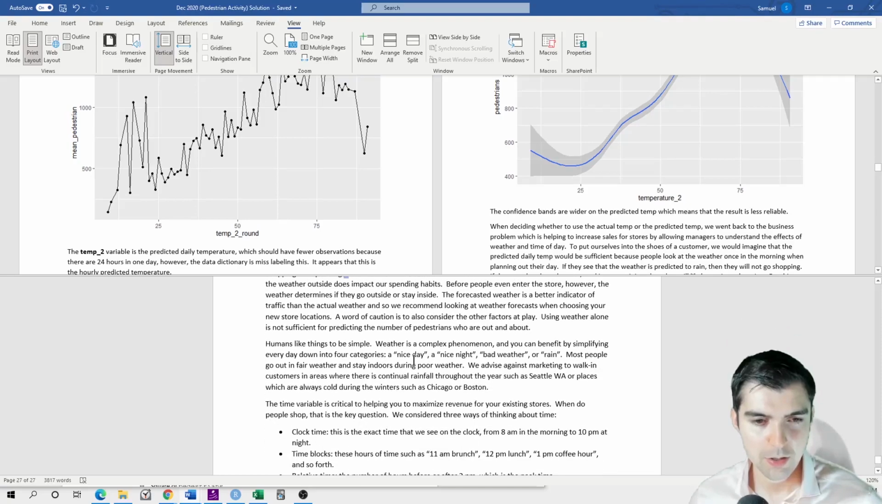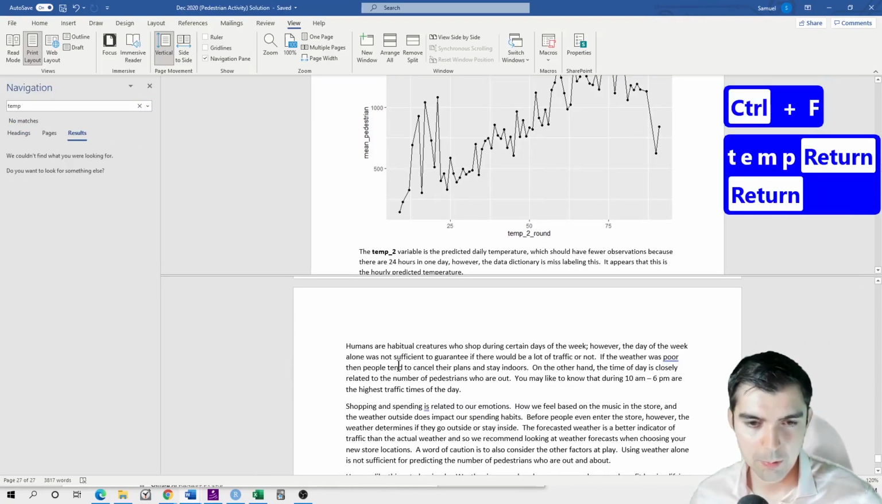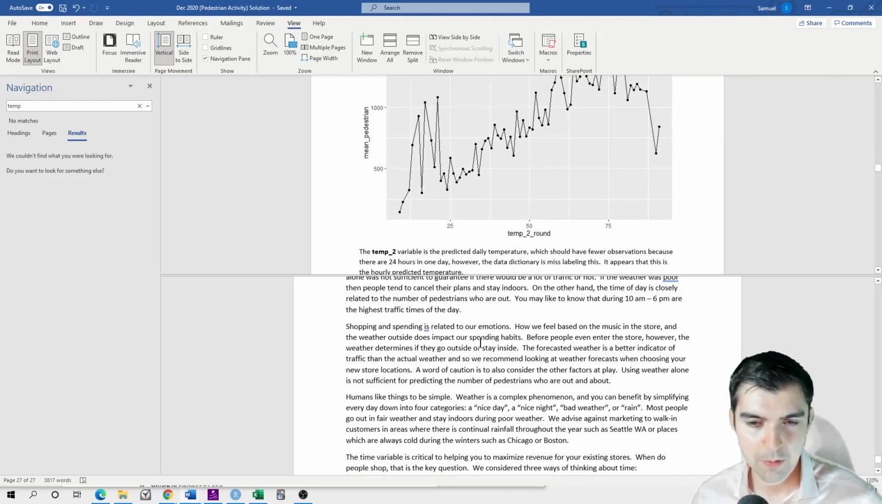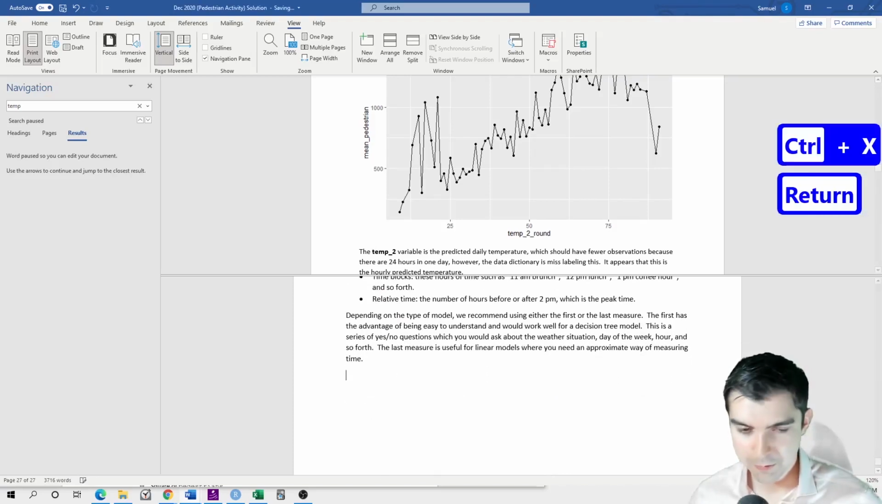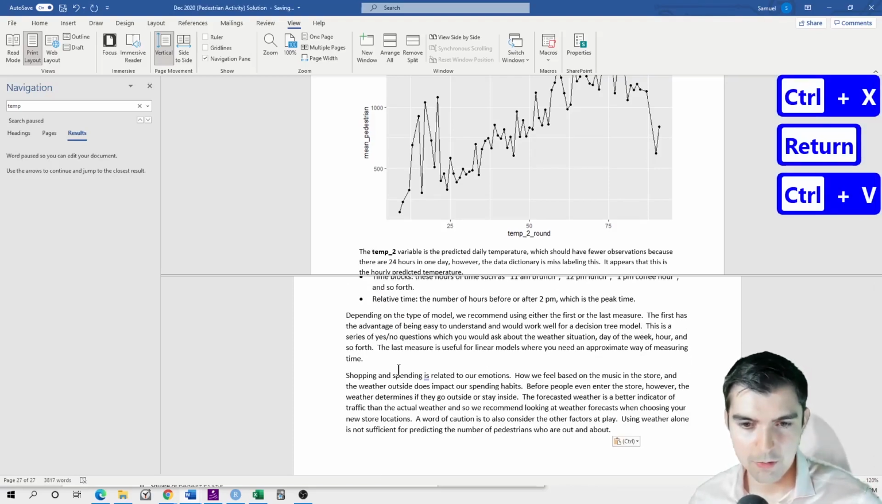And I think I actually already talked about this. I talked about weather here. And this is the weather, yeah. So I'm just going to copy this paragraph and move it down here. So I think it makes more sense.